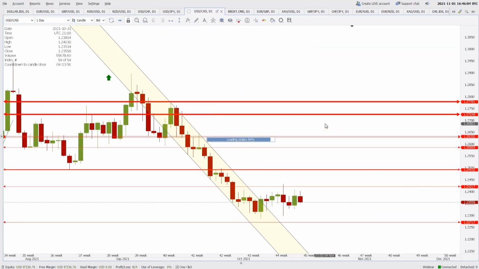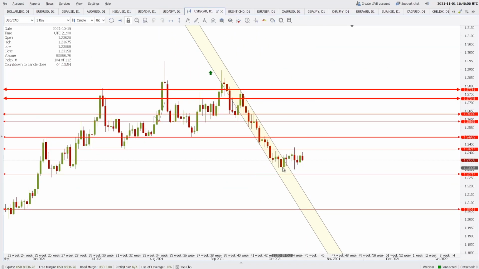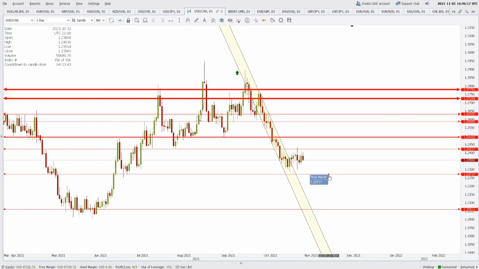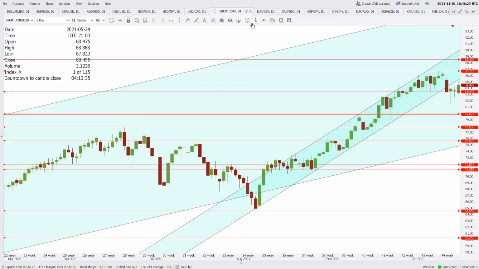Talking about the US dollar against the Canadian dollar, there is a small churning of price. I say 1.2421 is still resistance, and 1.2271 is still support in this market. A close below 1.2271 will expose 1.2061, and a close higher than 1.2421 will expose 1.2493 in this market.